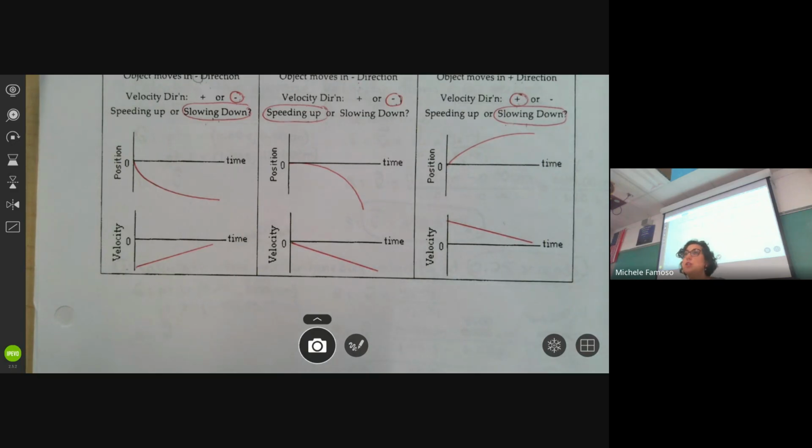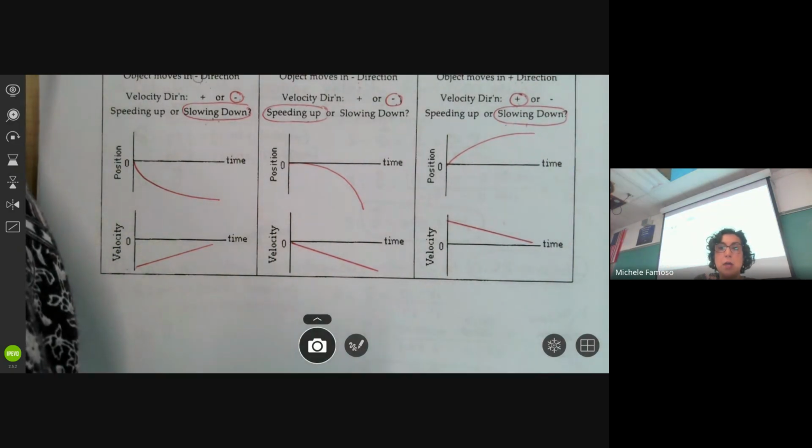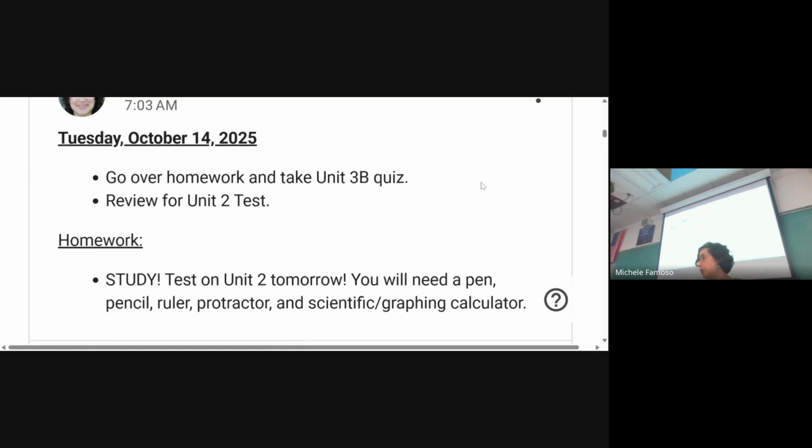All right, any questions? Okay, you're going to use those 3 pages to help you with today's quiz. So go ahead, pull out your Chromebook now, and you can go ahead and take the Unit 3B quiz on the graphs for accelerated motion. While you're doing that, I'll hand back your test corrections from Unit 1.